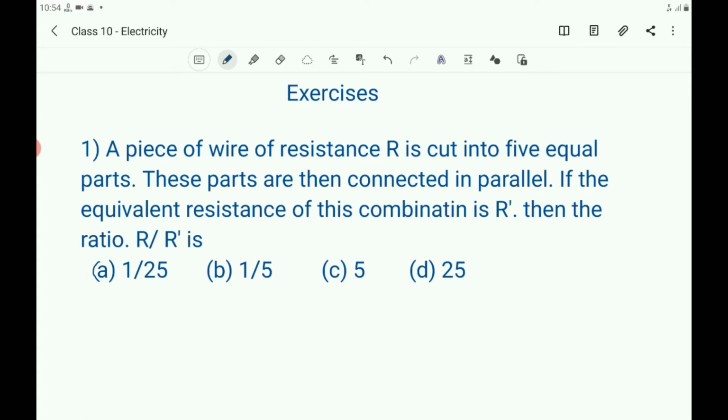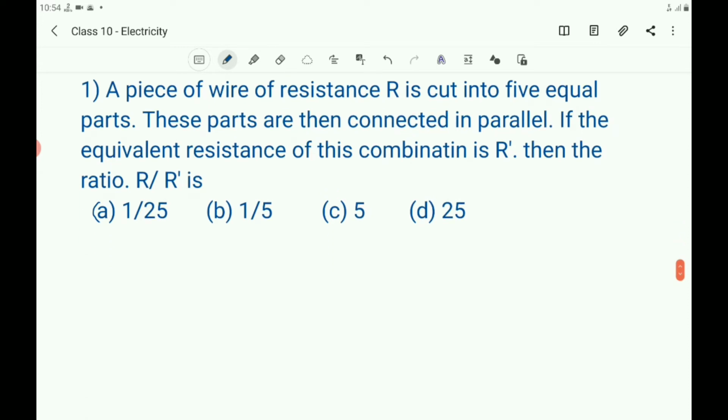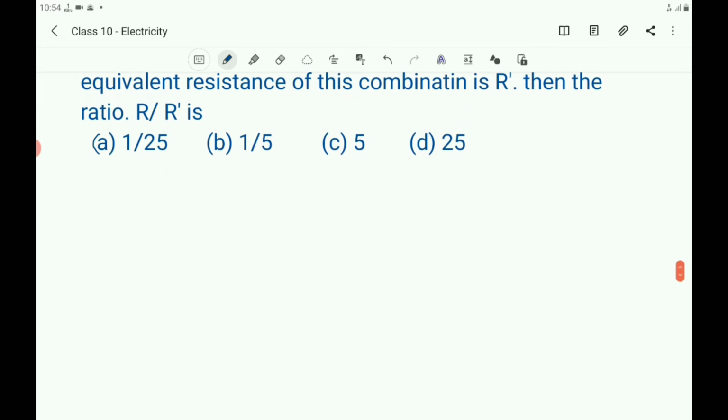See the question here. The options are, option A is 1 by 25, option B is 1 by 5, option C is 5, option D is 25. How will you get the answer?